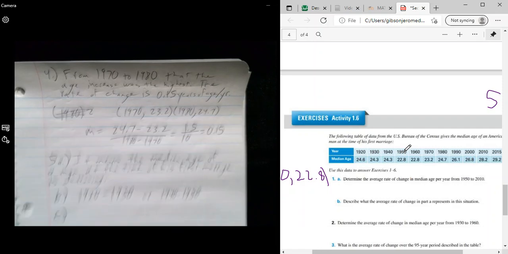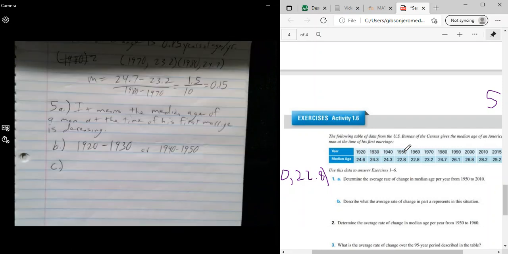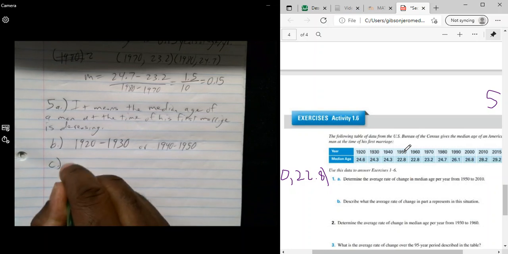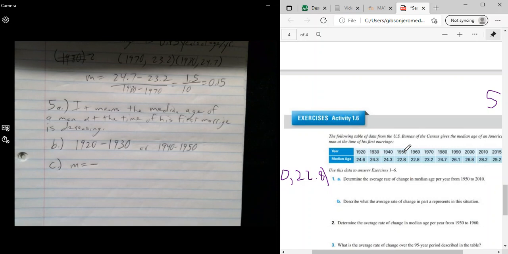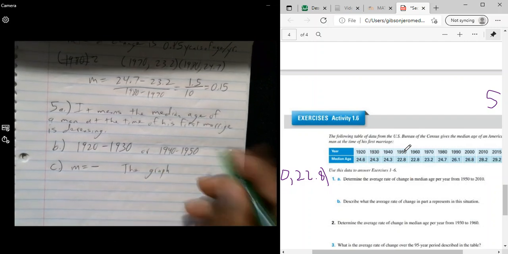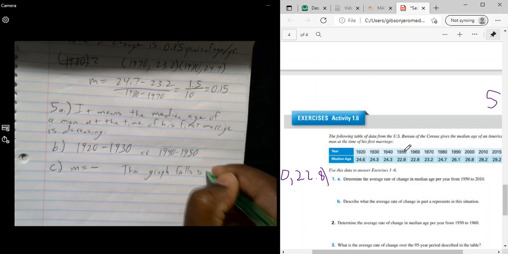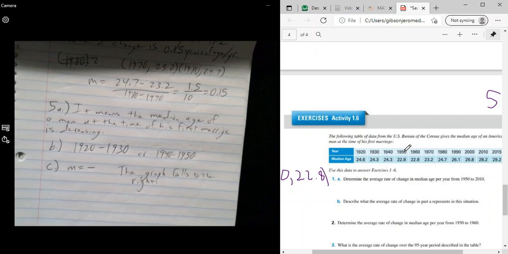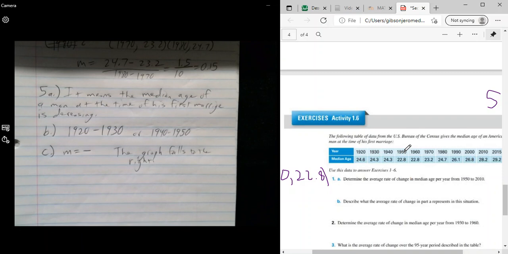So let's take a look at C. It says, what trend would you observe in the graph of median age if the average rate of change were negative? That is, would the graph rise, fall, or remain horizontal? So remember, if our value is negative, that means for the rate of change that your slope would be negative. And we know with a negative slope, the graph falls to the right.